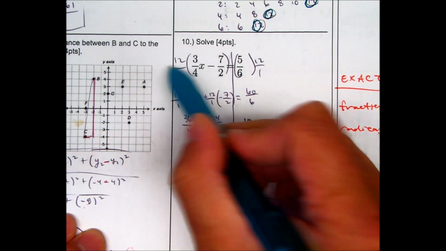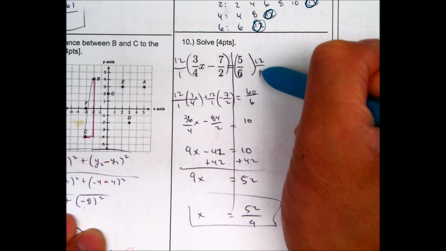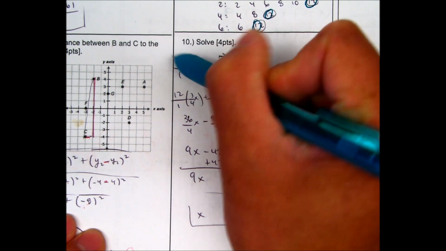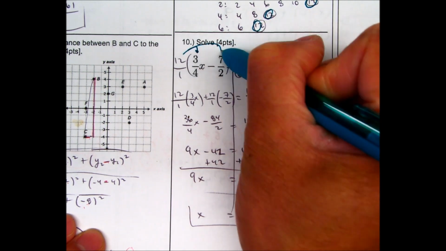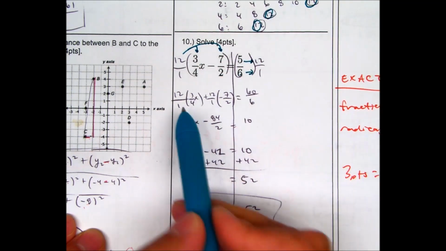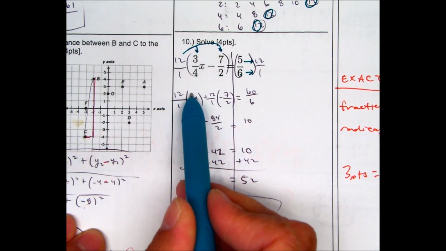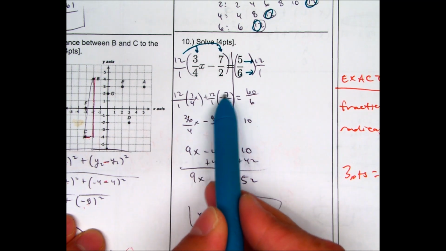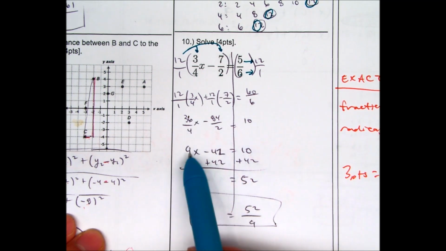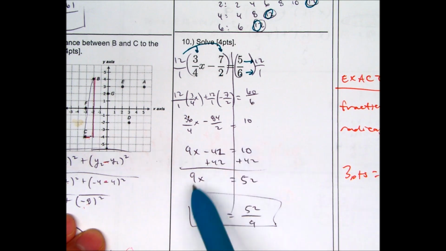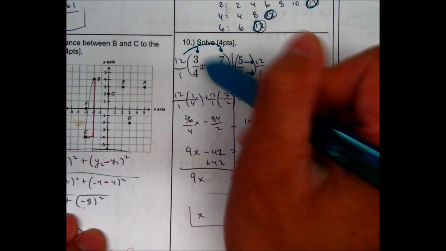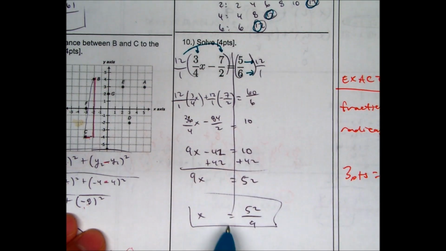So if I multiply both sides by 12, 12 over 1, multiply across, you get 60 over 6, which reduces to 10. Here you're going to distribute 12 over 1 times 3 over 4, multiply across, 36 over 4. This becomes a negative 84 over 2. If you reduce that, 9x minus 42. Add 42 to both sides, divide by 9. It doesn't say here to give fractions or decimals. I like fractions.